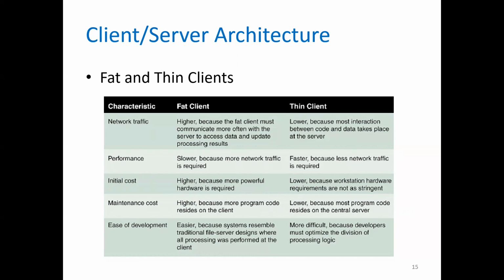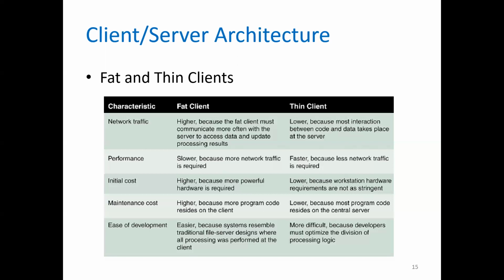With a fat client, network traffic is generally higher because the fat client must communicate more often with the server to access data and update processing results. Network traffic in a thin client is lower because most interaction between code and data takes place at the server. The performance with a fat client is slower because more traffic is required. With a thin client, the performance is faster because less traffic is required.